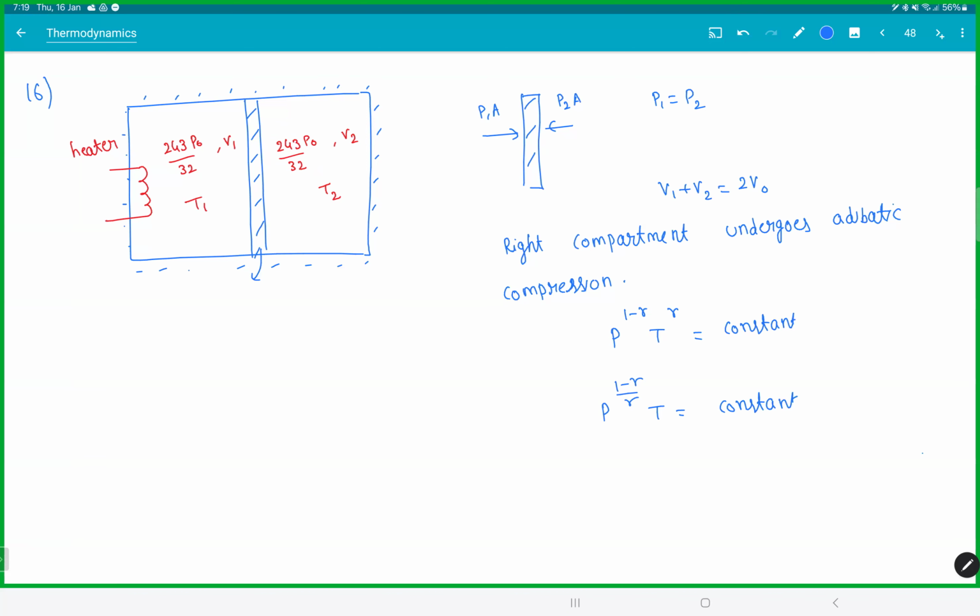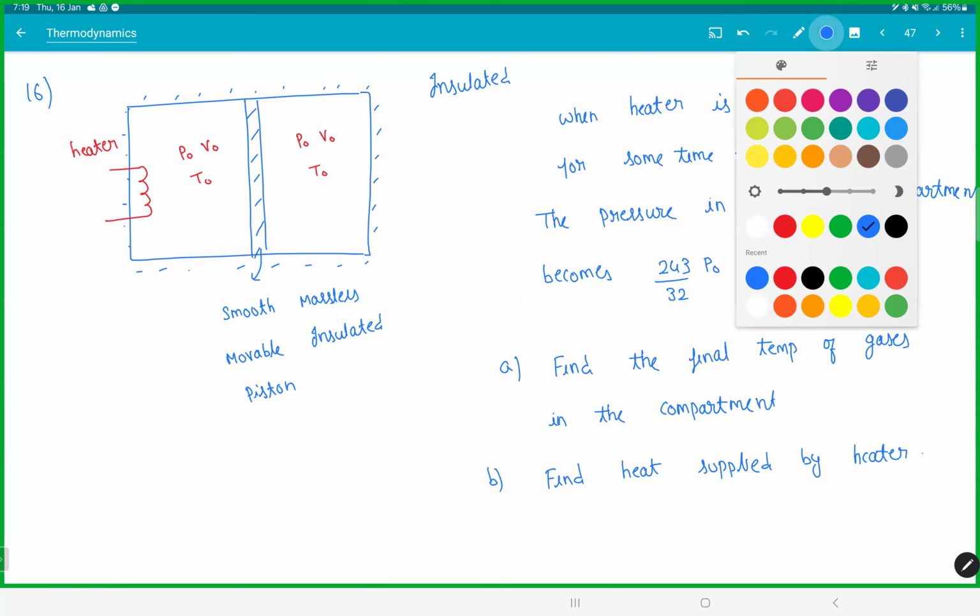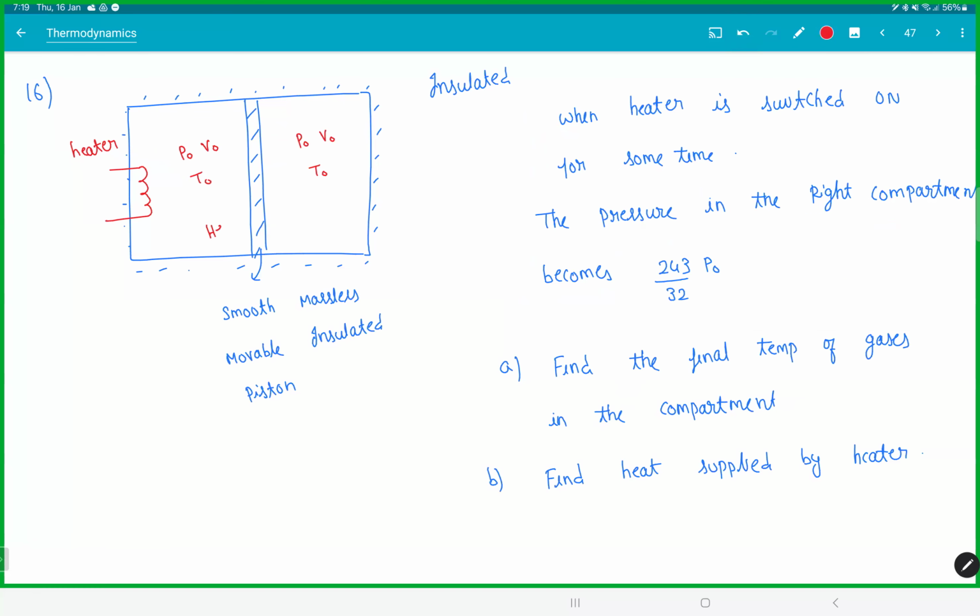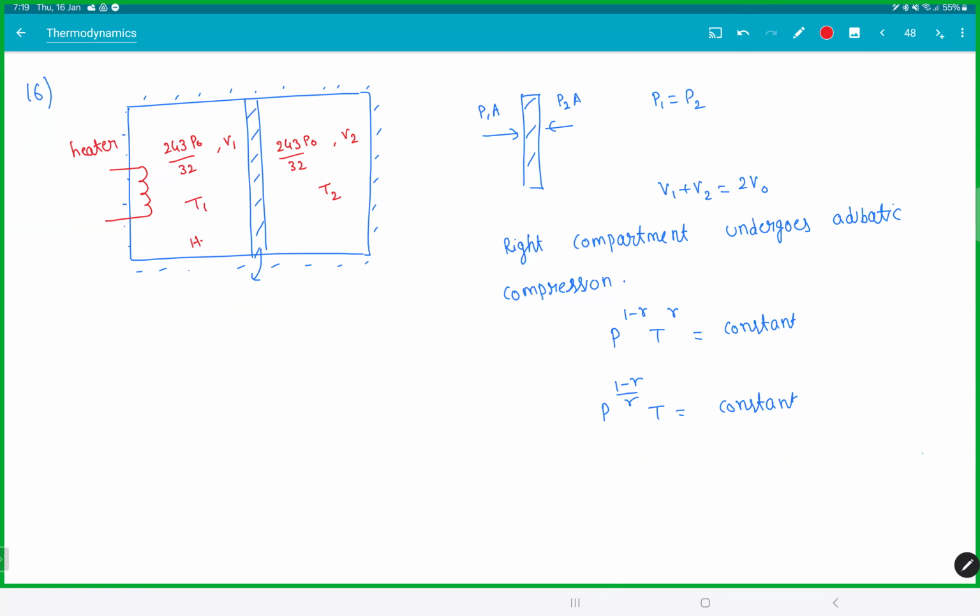And did I tell you what gas it is? I didn't tell you, I forgot. This is helium gas. There, I gave you all the information. Now can you try? I'll give you 2 minutes. Can you find T1, T2? This is the first part that you need to figure out: that P1 is equal to P2, and V1 plus V2 is 2V0, and the right side gas undergoes adiabatic compression. Now comes solving. Try.